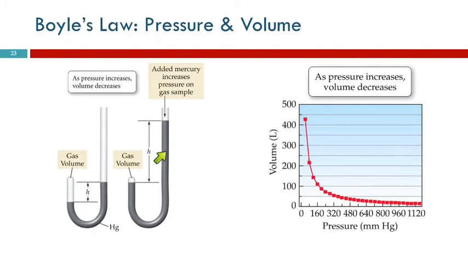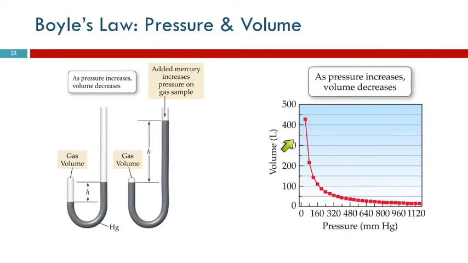Well, what happens if you put more mercury in there? This mercury is pushing down, and it's going to compress the gas, but we can still look at the difference in pressure as the difference in the heights of the column of mercury. Now the pressure is increased, the gas volume has decreased. You see that?